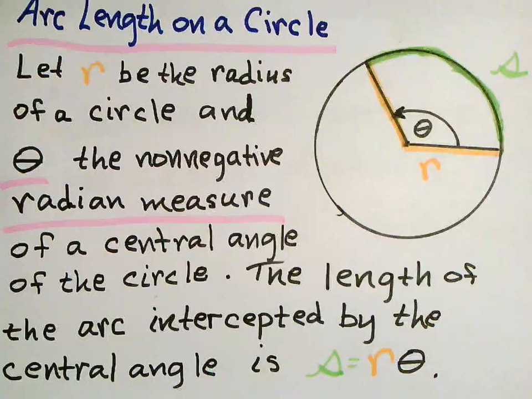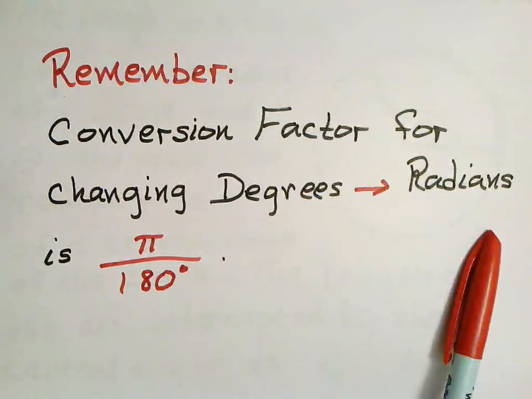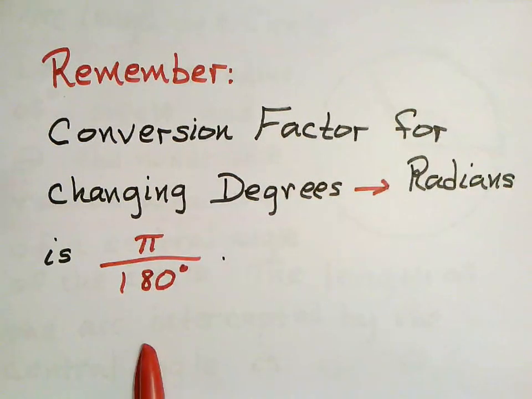If the angle is in degrees and you have to change it to radian measure, then we want to remember our conversion factor for changing degrees into radians. It's going to be pi over 180 degrees, pi radians per 180 degrees.